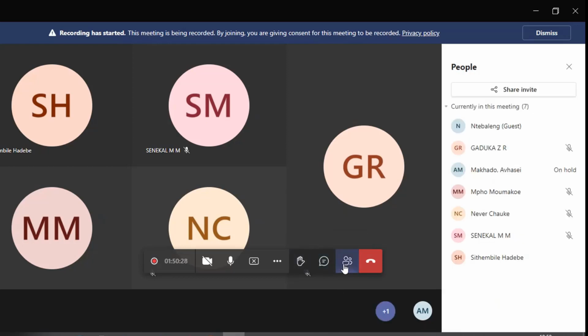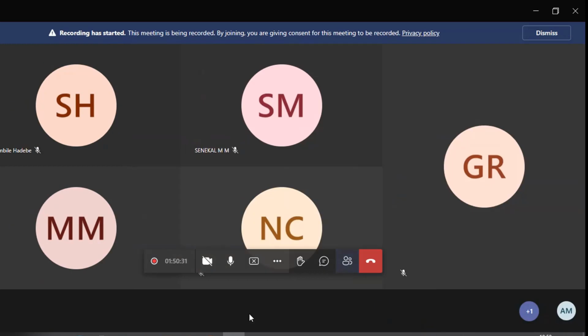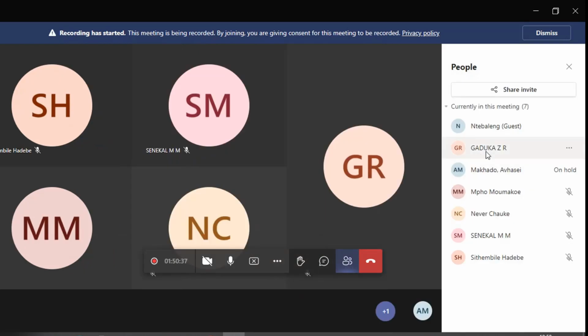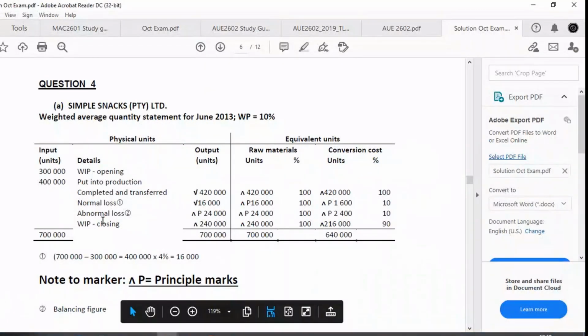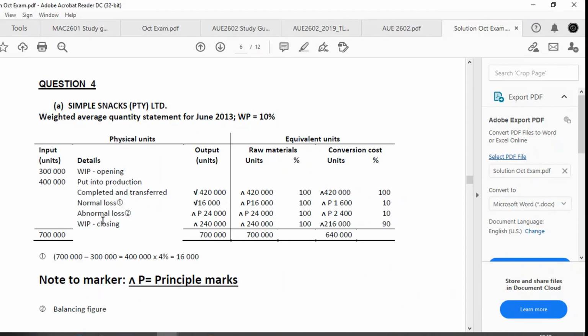Another one. Who's going to do our first in, first out one? Stembile, Chauke, and Gaduka. Who would like to attempt the first in, first out one? Stembile. I didn't attempt it at all because I was still battling with weighted average. But now that I look at the solutions, I wasn't too far off. I should have attempted.